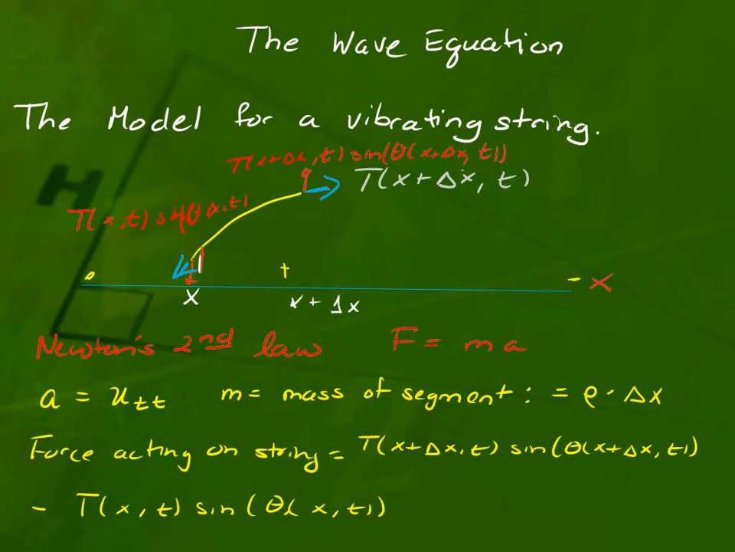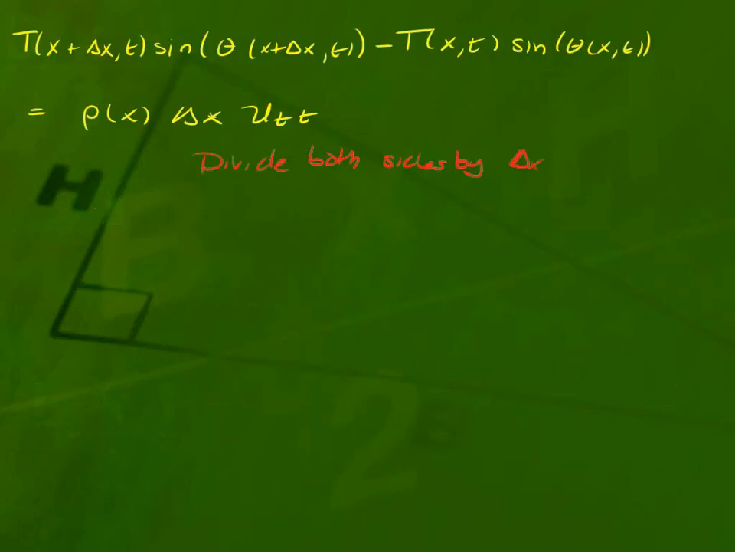So the force that's really acting on the string is going to be the right force minus the left force, which I have expressions for. And the theta is a function of where you are on the string. So it's a function of x, and it's also a function of the time the vibration is going on. So theta itself is a function of x and t. So now we have an equation. Force is equal to mass times acceleration.